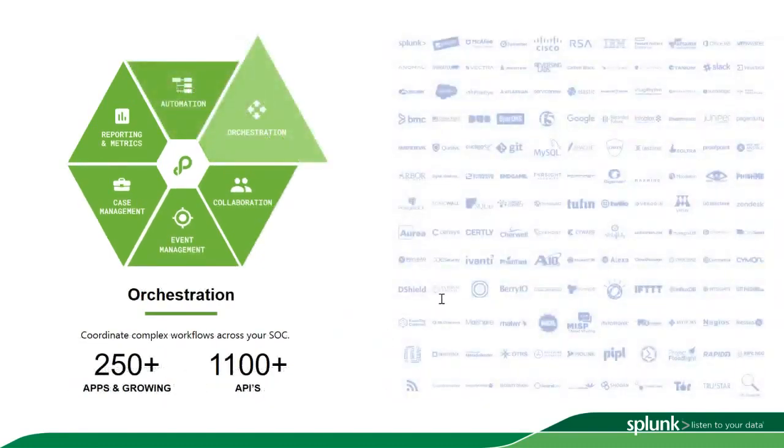Orchestration allows you to marshal the full power of your existing security products and tools into a single platform. So this is nothing but, Phantom has an app layer that integrates with over 250 distinct security tools and over 1,000 APIs that can all be coordinated with your platform. Okay, so a very powerful abstraction.